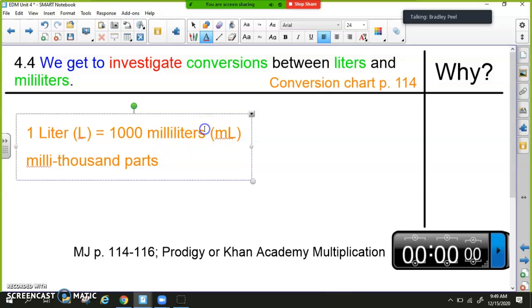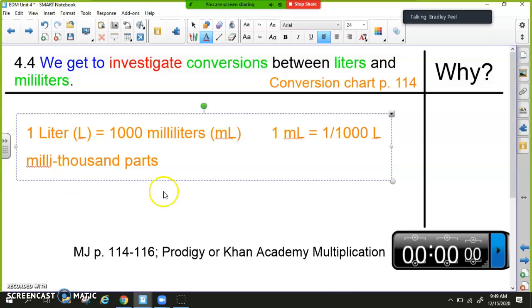Okay, so what we can say is 1 milliliter is equal to 1/1000th of a liter. Okay, so in this bottle, there would be 1,000 milliliters that filled up this bottle. A milliliter, basically, you can see even just that is 100 milliliters right there, just a small amount.